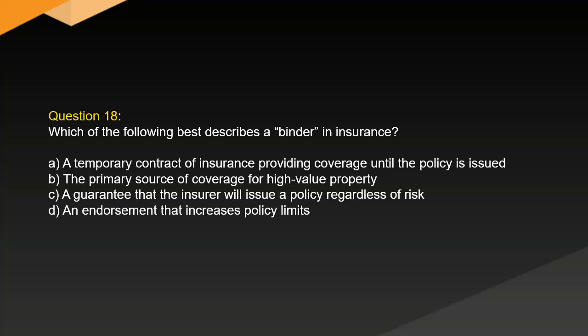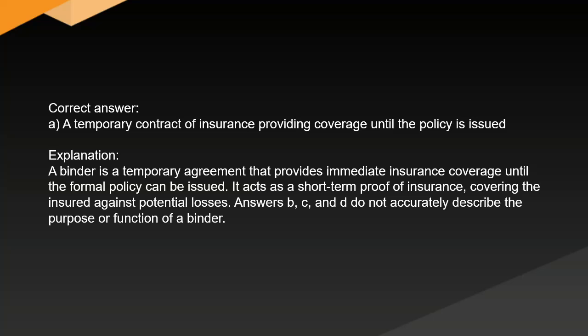Question 18. Which of the following best describes a binder in insurance? A. A temporary contract of insurance providing coverage until the policy is issued. B. The primary source of coverage for high-value property. C. A guarantee that the insurer will issue a policy regardless of risk. D. An endorsement that increases policy limits. Correct answer. A temporary contract of insurance providing coverage until the policy is issued.